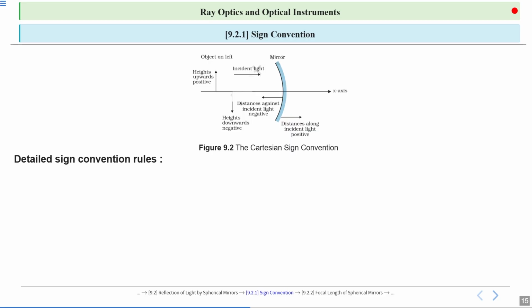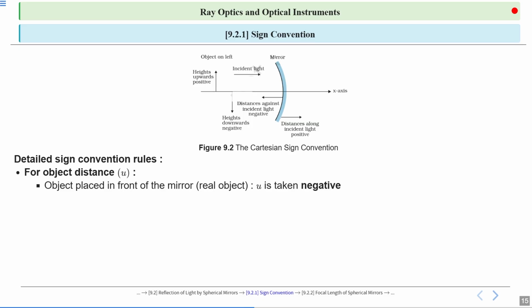Detailed sign convention rules. Object distance is denoted by u. An object placed in front of the mirror is a real object, and u is taken negative. Why is u taken negative? It is placed in front of the mirror, so we are measuring from the pole to the object, going against the direction of incident light. So a real object distance will always be taken as negative.